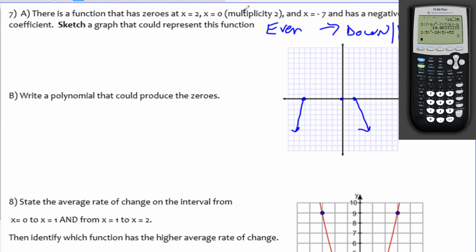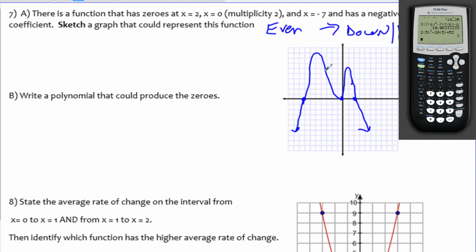So now I need to say, okay, it's going to go up, and then I need to turn around and eventually get back down so it can go through this 0. So I'm going to turn it. I don't know where it's going to turn, so we'll just say something like that. And so now I need to think about how it's going to act at 0. Because it has a multiplicity of 2, it's going to act like a parabola, and it's going to turn around and go back up. And then it's going to eventually go back down.